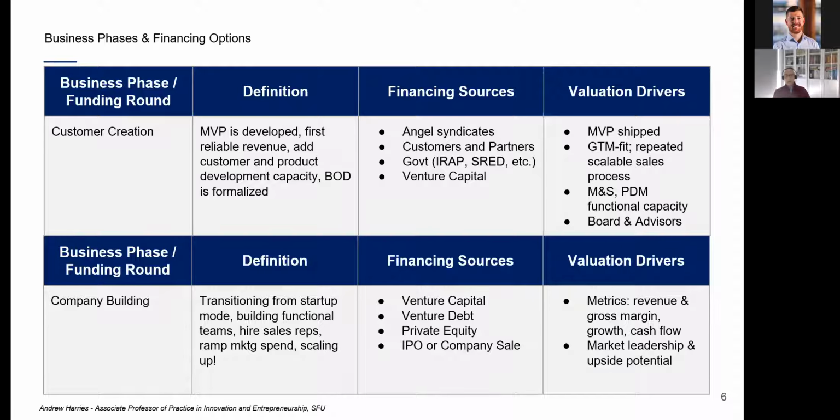And the valuation driver at the company building phase, this is where the finance that you study, right? Your discounted cash flows, your comparables analysis start to become really relevant. Previous to this, it's all about potential. And this is about realizing that potential and seeing what else are we building on the horizon. So your metrics really become important. What's your revenue? What's your growth rate? What's your gross margin? These are called traction metrics.